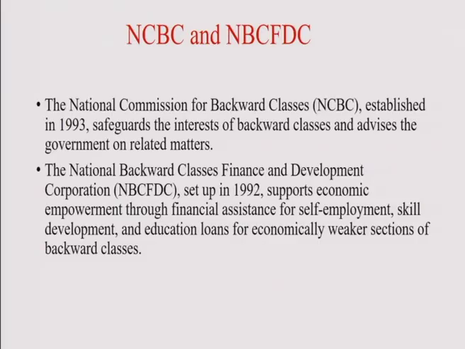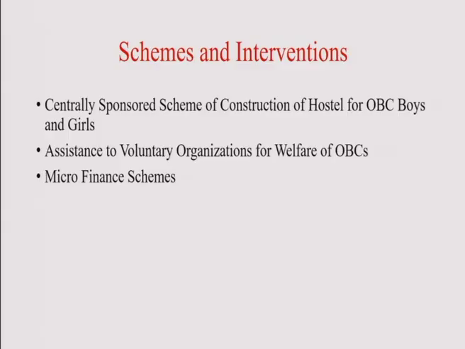So, coming back to OBCs, we see there are two bodies that cater to the interest. The National Commission for Backward Classes, or NCBC, established in 1993, safeguards the interests of backward classes and advises the government on related matters. The National Backward Classes Finance and Development Corporation, which was set up in 1992, supports economic empowerment through financial assistance for self-employment, skill development and education loans for economically weaker sections of the backward classes. So, these are certain bodies that are ensuring that the OBCs are not excluded from the mainstream rights and fruits of development.